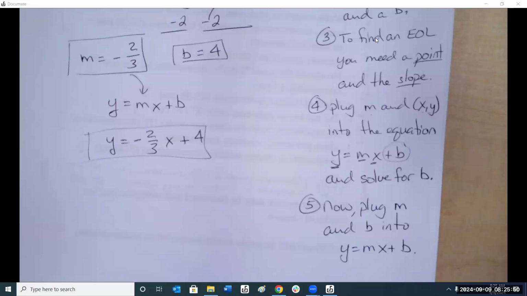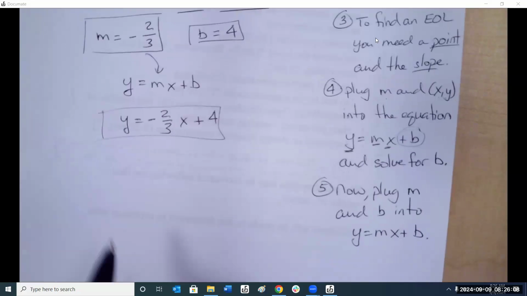Any questions? You want me to show you the other way you could do it? Or is one way good enough for you? You want to see the other way? Okay. The other way you could do it.